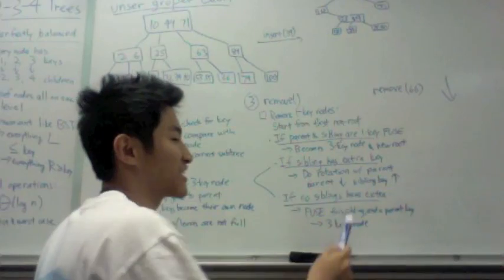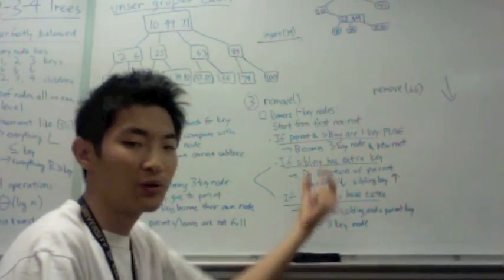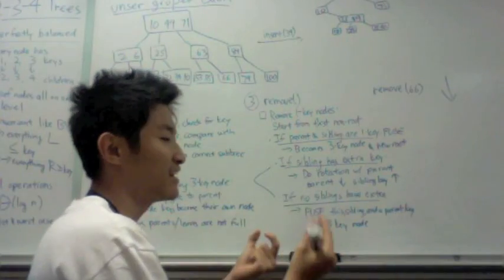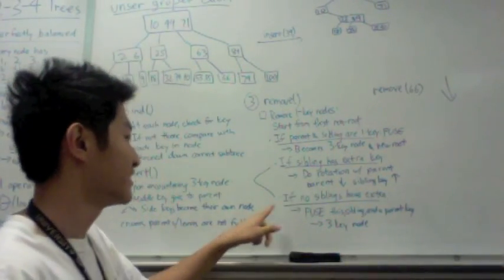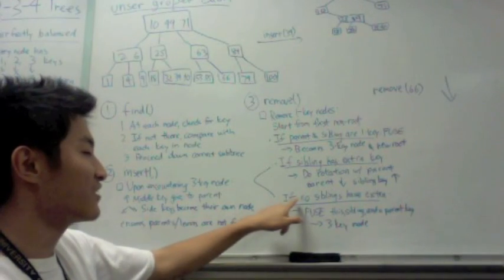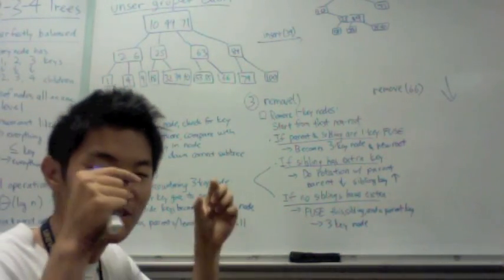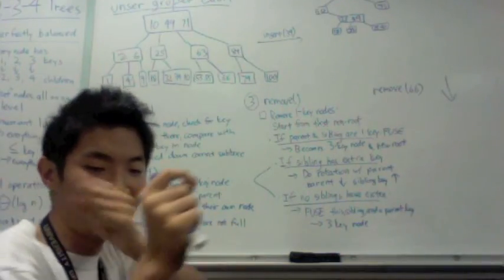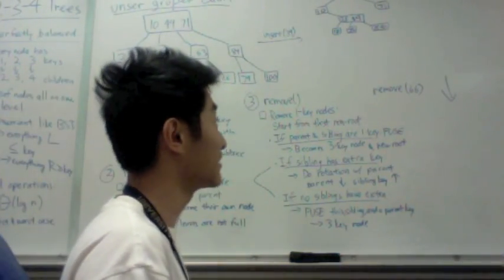If the sibling has an extra key, you want to steal that key from the sibling. How you do that is you pull a key from the parent and you push the sibling key up to the parent. Otherwise, if the siblings do not have extra keys, you want to fuse the node you're on, the sibling, and a parent key to form a new three-key node. And so that's how it goes.